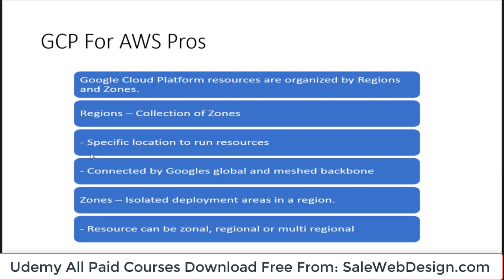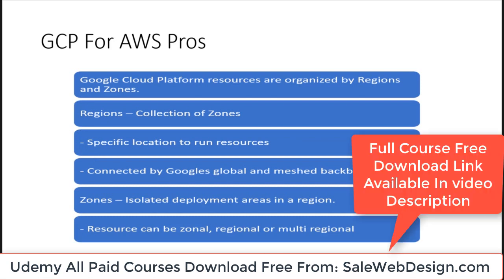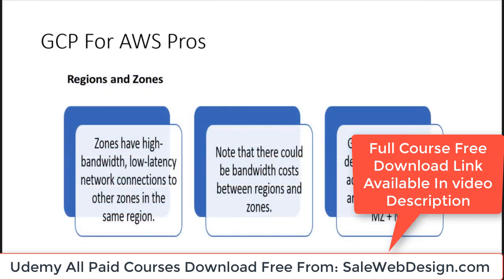You're connected by Google's global and meshed backbone. The zones are essentially isolated deployments. Once again, just think about it from this perspective: in AWS it's an availability zone, and in Google we call it a zone. So resources can be zonal, regional, or multi-regional.